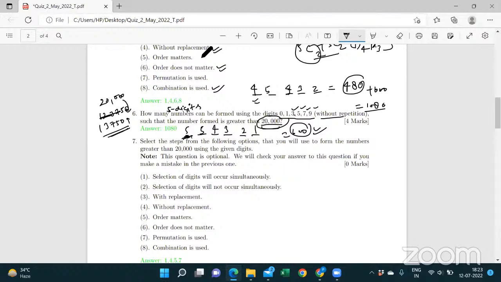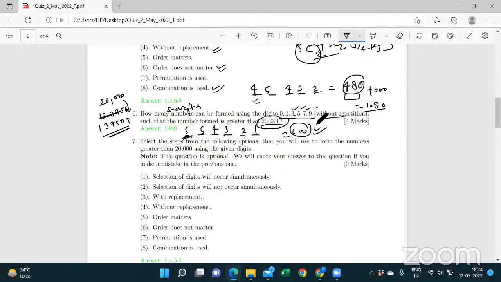One second. Someone is asking about 600. See, we can form 5-digit numbers greater than 20,000 in 480 ways, right? But it's also possible that 6-digit numbers can be greater than 20,000, right?